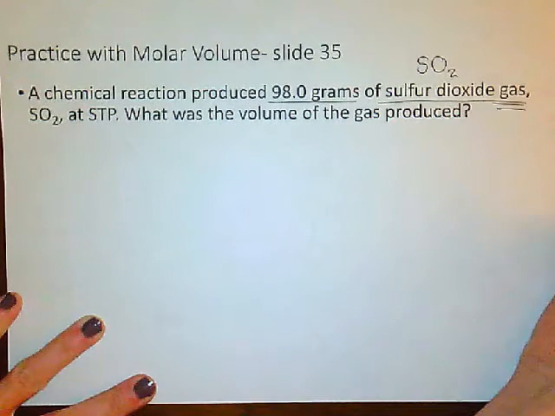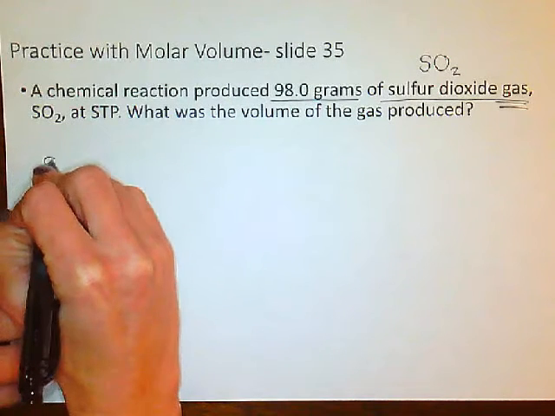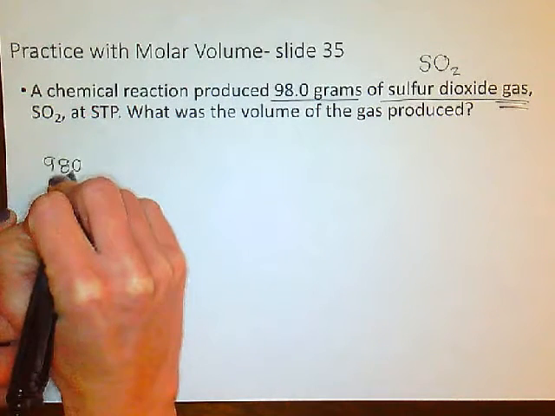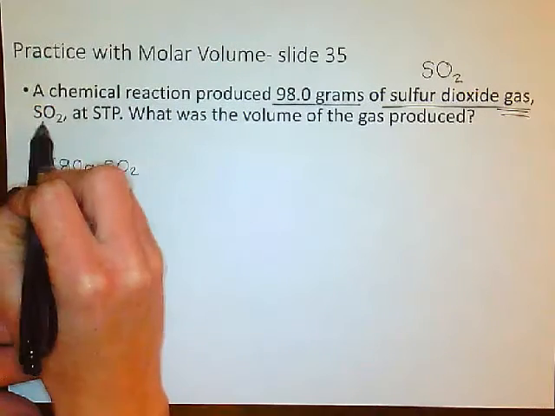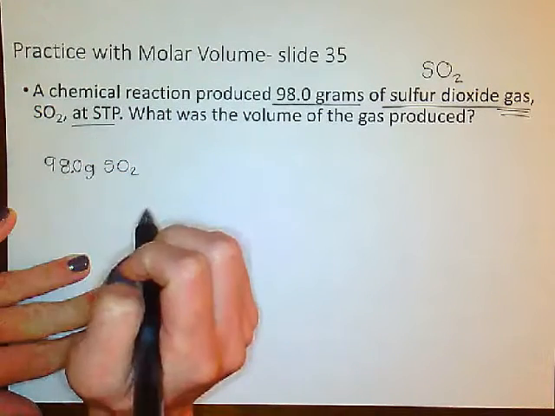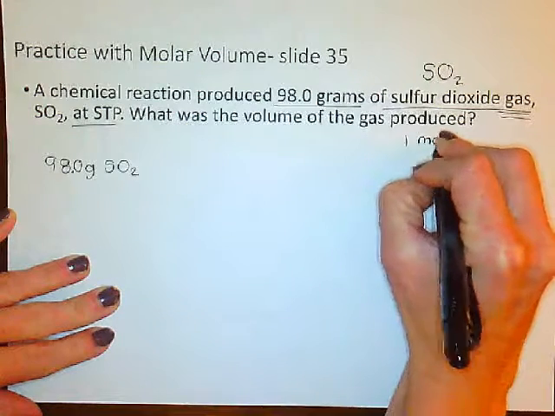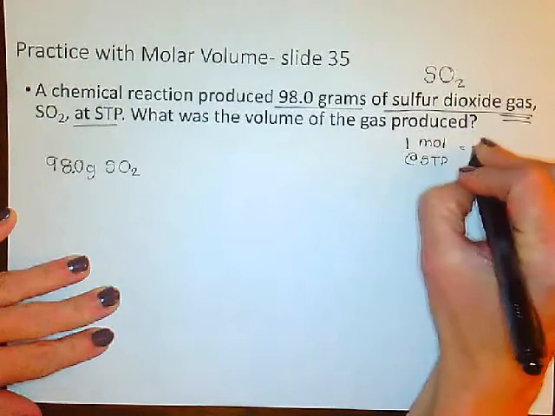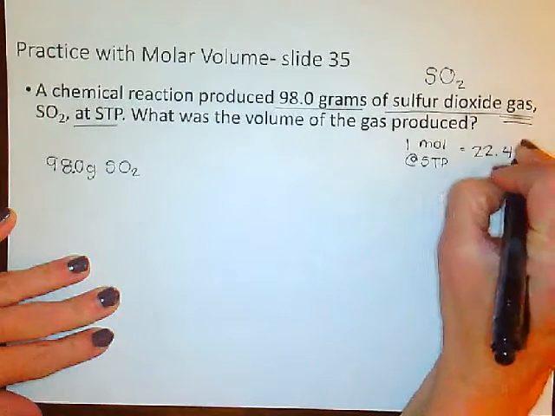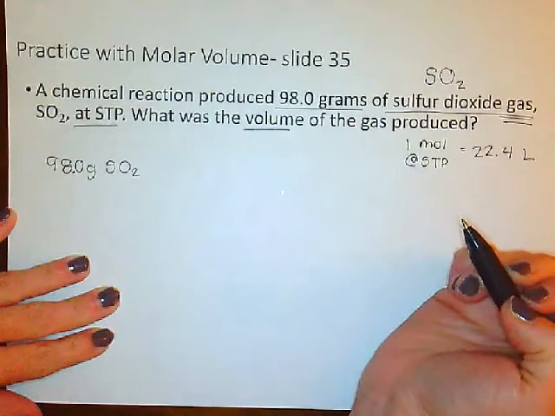And notice that it says the word gas. Let's go ahead and write down the starting information, which is 98.0 grams of SO2. And it tells us that that is at STP. So why is that important? Because think about what we've been talking about here, people. 1 mole of any gas at STP takes up how much space? 22.4 liters.